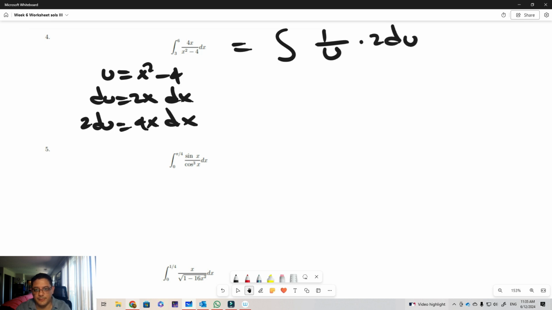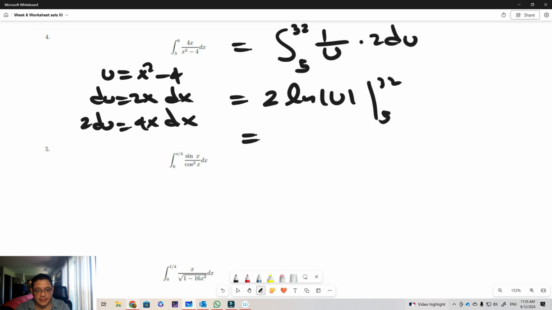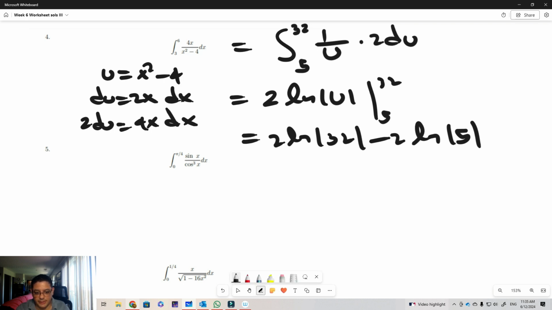times 2 du. And if x equals 3, then u is going to be 9 minus 4, so it's going to be 5. And if x equals 6, we have 36 minus 4, which is going to be 32. So simply the integral of this is 2 log of absolute value of u between 5 and 32. And this is just 2 log of 32 minus 2 log of 5. And if you want to, you can leave that in there. This is the end of that particular integral.